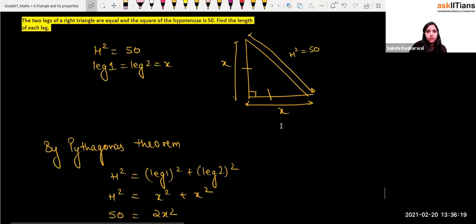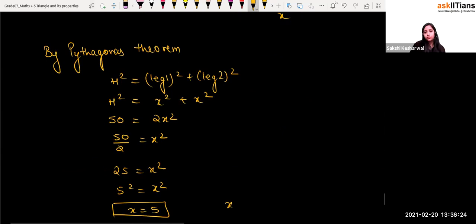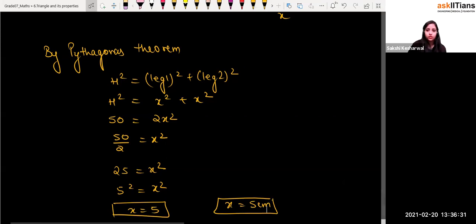The square is 50, and the unit is not given, so you take this as 5 centimeter. That's your answer. So hopefully you have understood this topic very well. That is the triangle inequality. Right, that's all for this side.